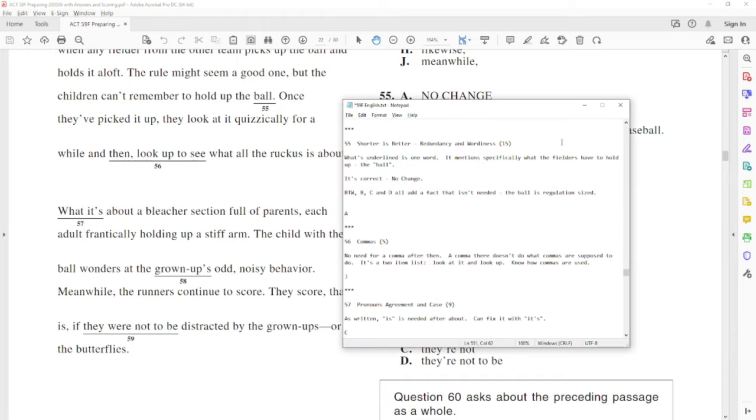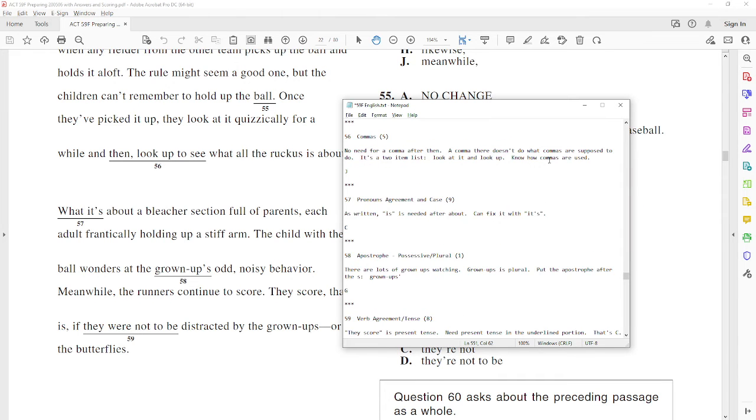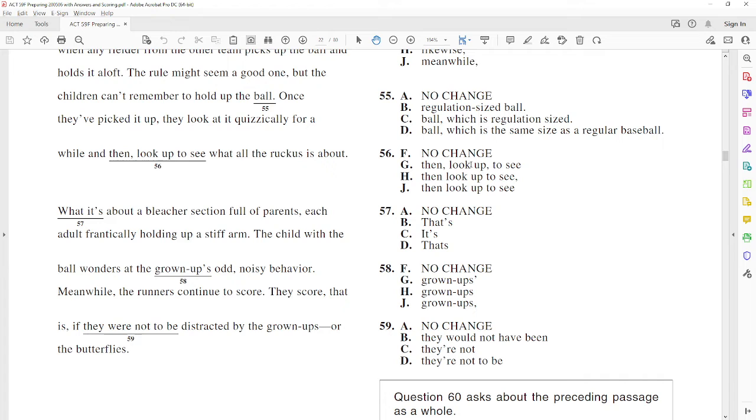57 has to do with pronoun, agreement, and case. All right, let's see why. Once they've picked it up, they look at it quizzically for a while and then look up to see what all the ruckus is about. What it's about: a bleacher section full of parents, each adult frantically holding up a stiff arm.